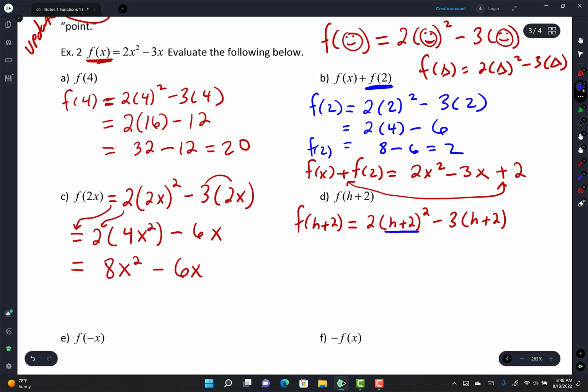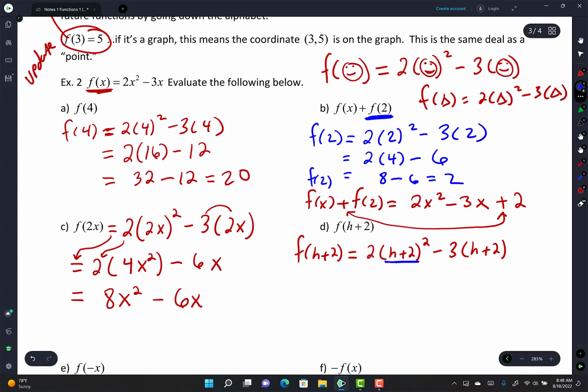That I'm underlining, h plus 2 squared, a lot of students wrote h squared plus 4. It is not h squared plus 4. I'm going to put this on the side. Let me see, do I have room? If I erase this little arrowhead, I think I have room. So this right here that I'm circling, that means h plus 2 times h plus 2. Does that make sense to you guys?